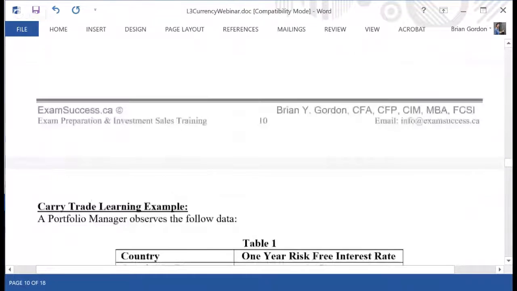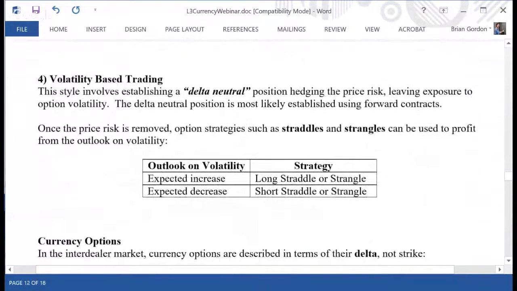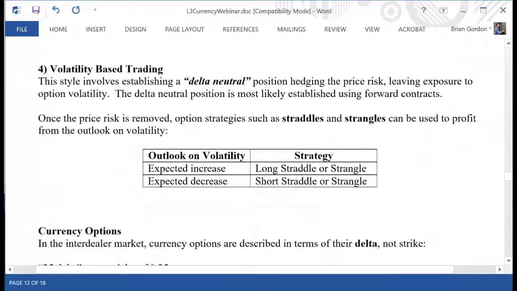So let's just move forward past our example and past our solutions. And now we're into the strategies based on volatility. So the volatility strategies, this now brings in our material on options. So options is what we're focused in on here. Remember, forward contracts, volatility is not a factor influencing value. So what do we need to know? We need to know the language.